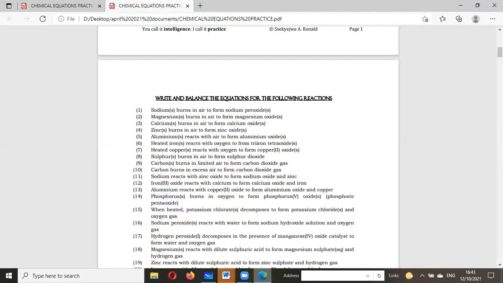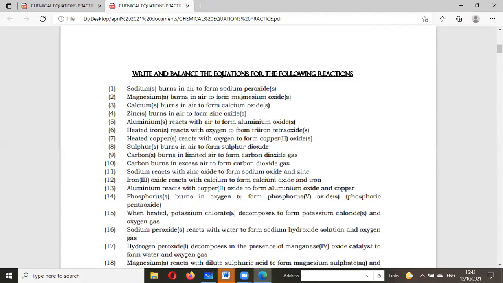Are you seeing that one? Are you seeing example 1? Yes. What is that one? You read for me. What do you read there?